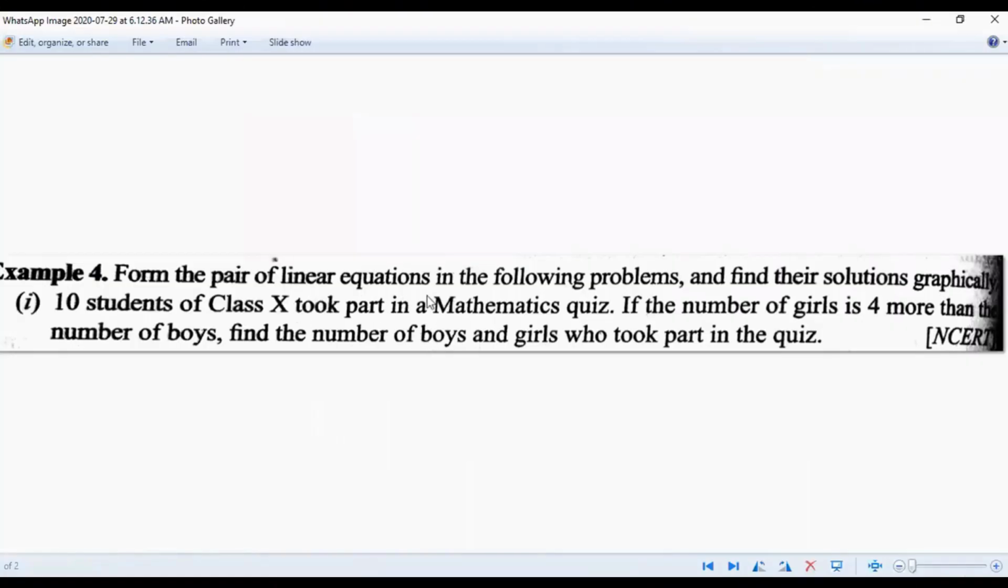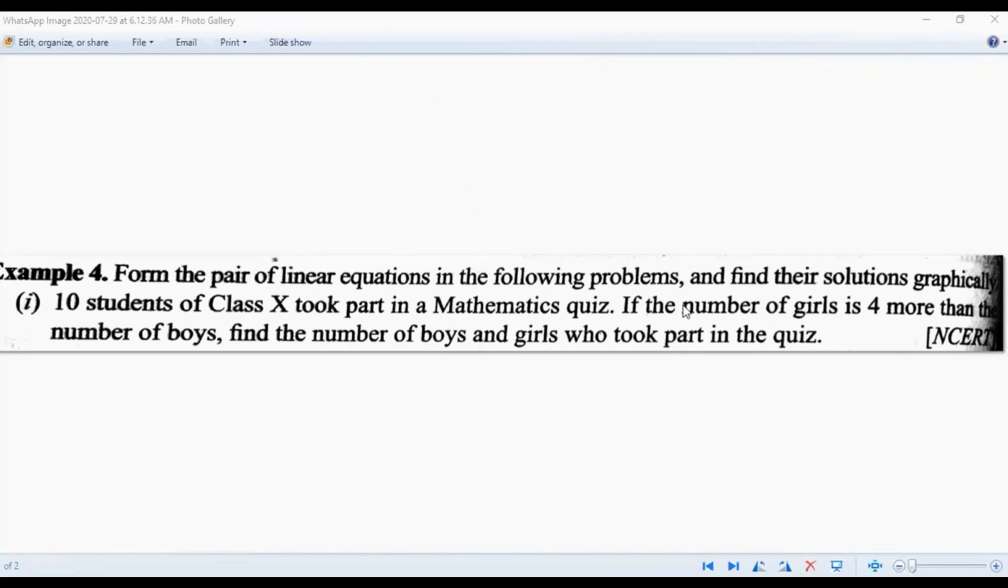From the pair of linear equations in the following problem, find the solution graphically. 10 students of class 10 took part in a mathematics quiz. If the number of girls is 4 more than the number of boys, find the number of boys and girls who took part in the quiz. So here you want to solve the problem using the graphical method, not the algebraic method.